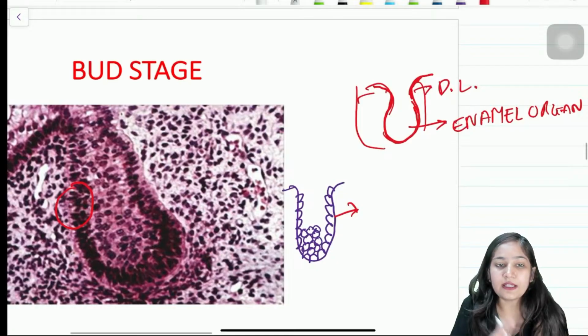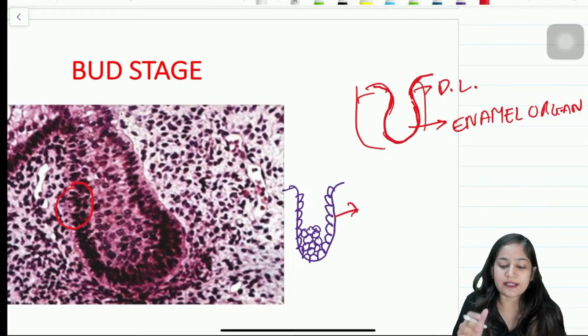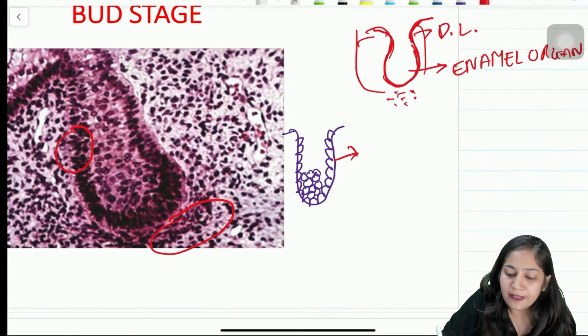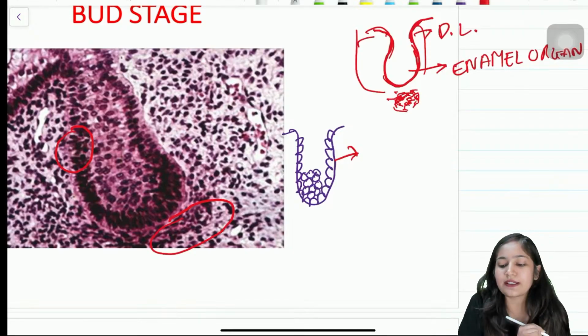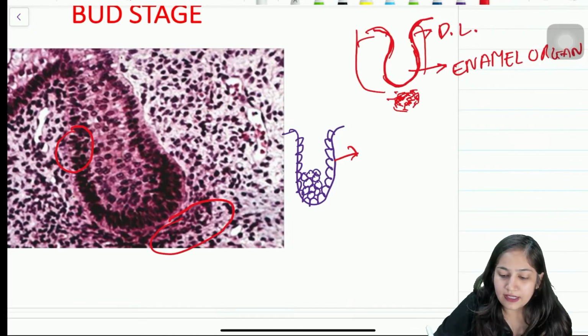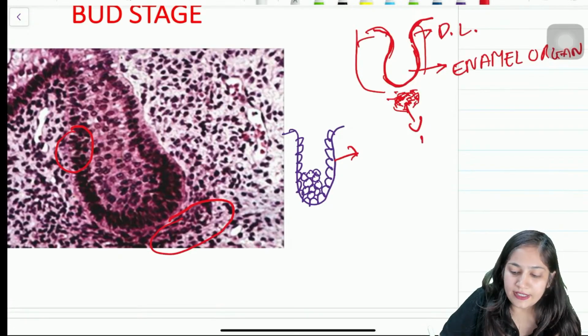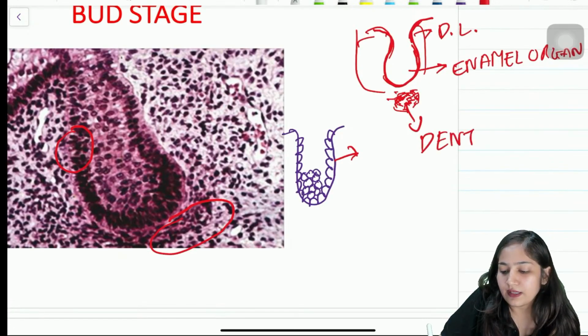So here the enamel organ has two layers of cells, outer low columnar and central polygonal cells. There is condensation of ectomesenchymal cells. Here you can see just adjacent to the enamel organ, there will be condensation or differentiation of ectomesenchymal cells. This is our what? Dental papilla.